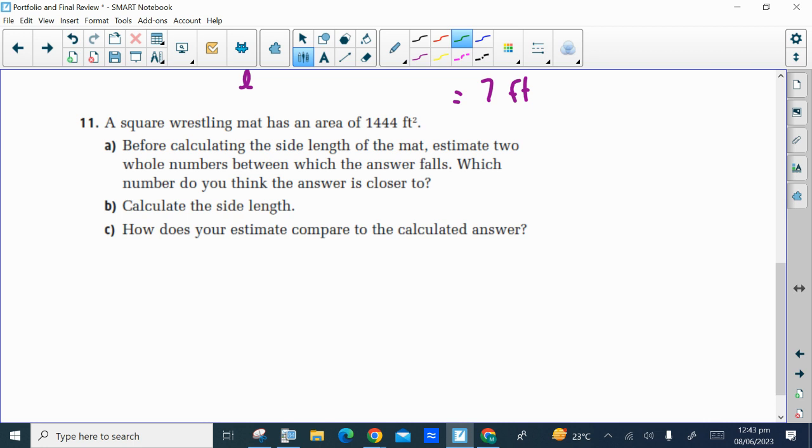This next question says, a square wrestling mat has an area of 1,444 square feet. Before calculating the side length of the mat, estimate two whole numbers between which the answer falls. Which number do you think is closest? So that's just like guess and check. We're going to skip though to part B, which is to calculate the side length. And again, each side length will be the square root of the area.